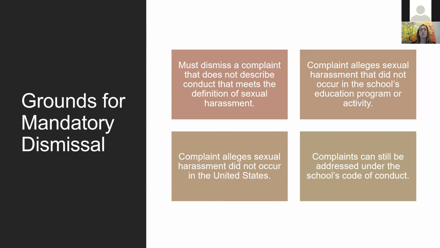It doesn't mean that you can't follow through with your own code of conduct and discipline procedures. But as far as a formal Title IX complaint, it needs to be dismissed if it doesn't meet those qualifications. Another ground: if the complaint alleges sexual harassment that did not occur in the school's education program or activity.